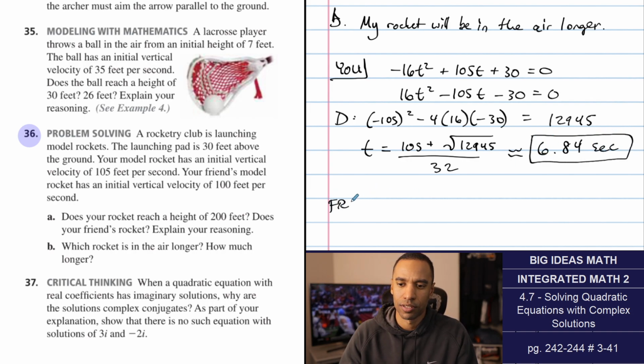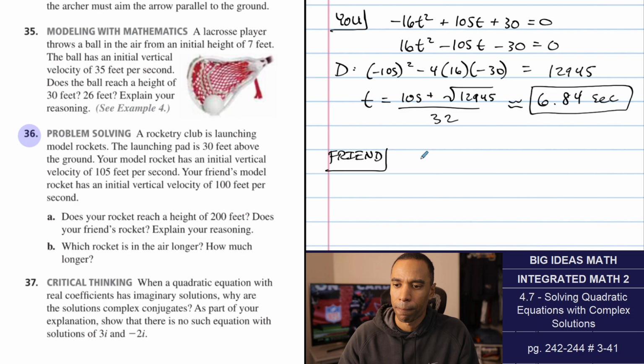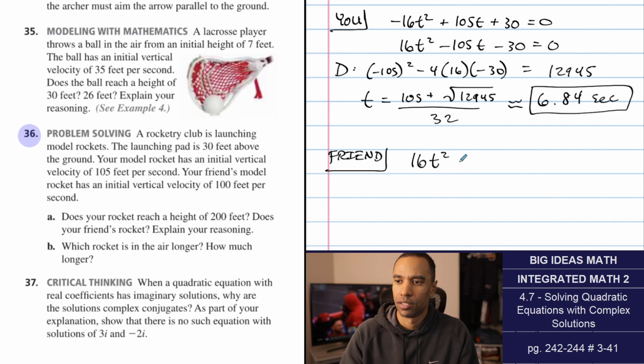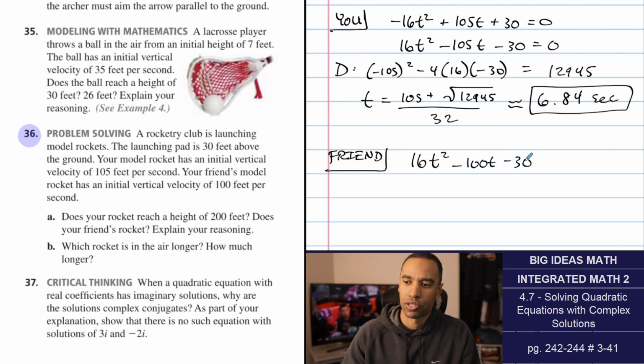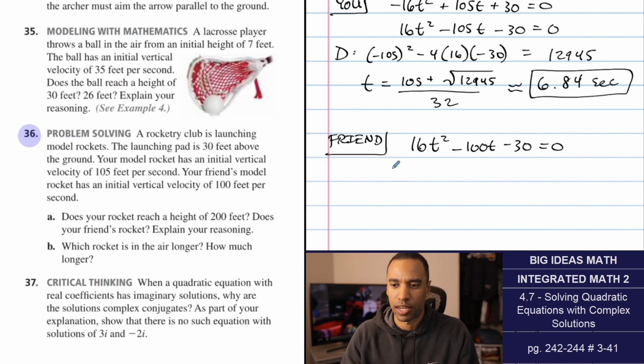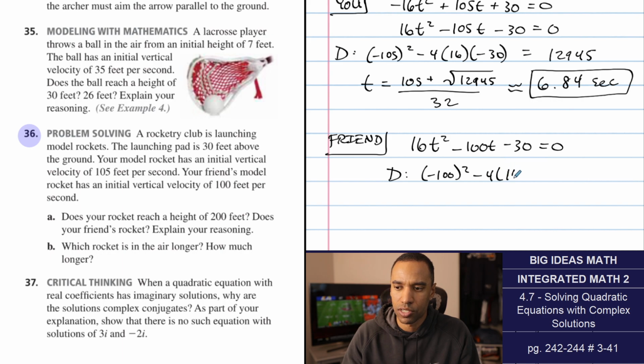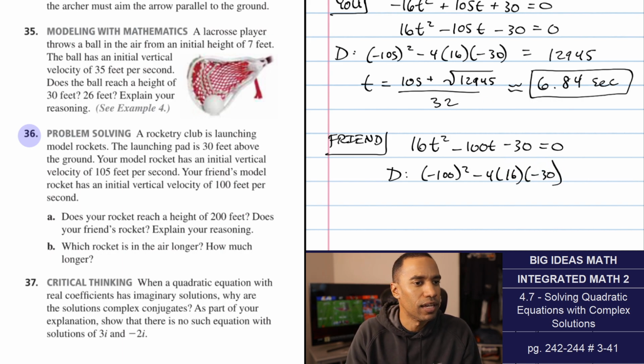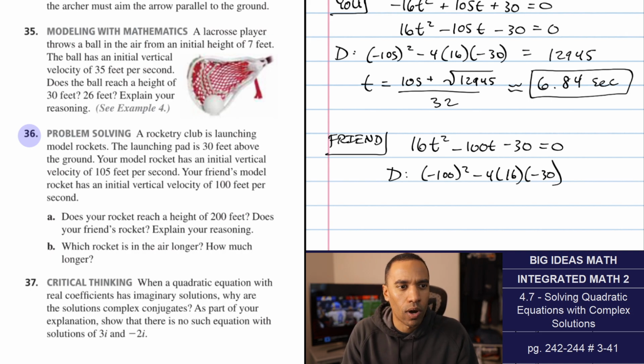The friends' rocket is going to take the same discriminant approach. I'm going to look at 16t squared minus 100t minus 30 equals 0. Everything else kind of changes, but the discriminant is negative 100 squared and then minus 4 times 16 times negative 30. So I still have to recalculate that. So 100 squared, so 10,000 plus 64 times 30. I typed the wrong numbers here. 64 times 30. So we're getting 11920.